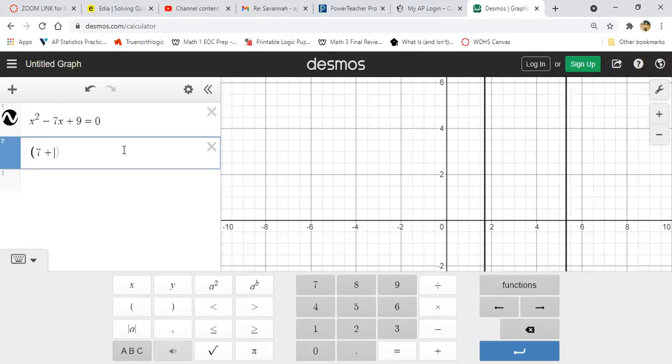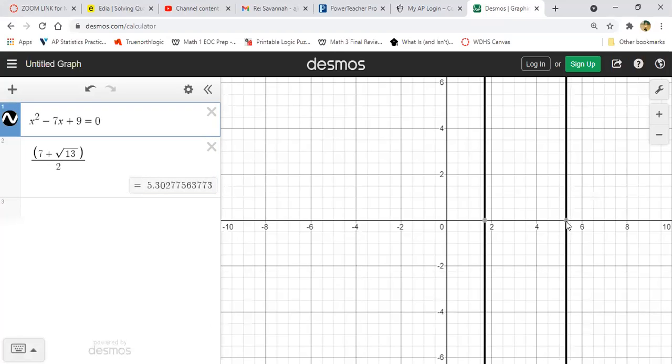7 plus square root 13. See how I'm putting it in? Not that way. This is where your other calculator is better. Divided by 2. There's that decimal right there. Does everybody see it? So just type your answer choices in to get your decimals. So you can use Desmos for the entire test tomorrow. Got it? Is everybody good? All right. So I'm going to stop sharing, stop recording.